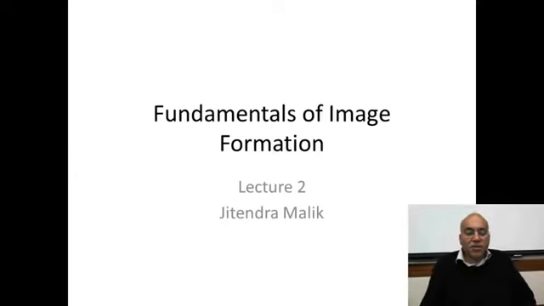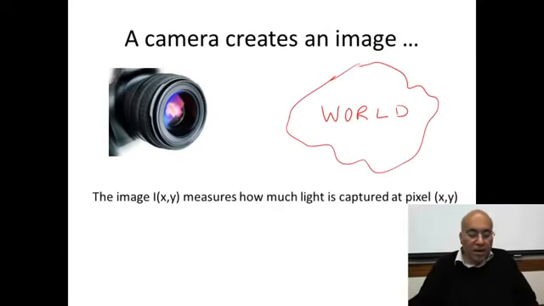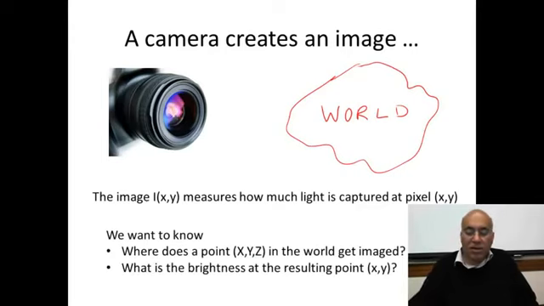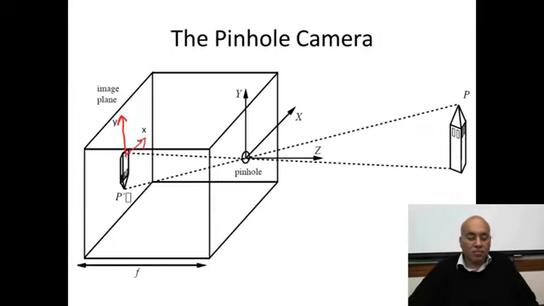This lecture is going to be about the fundamentals of image formation. Any camera creates an image. The image I of xy is a measure of how much light is captured at pixel xy. We are interested in two questions. First, where does a point xyz in the world get imaged, and what is the brightness of the resulting point xy? In this lecture, we'll try to get a handle on the first question, which is where does a point xyz in the world get imaged?